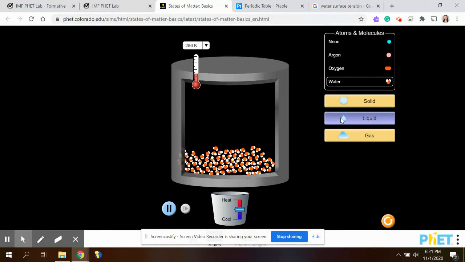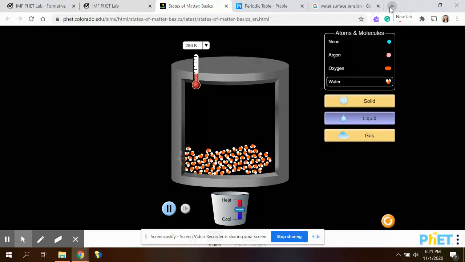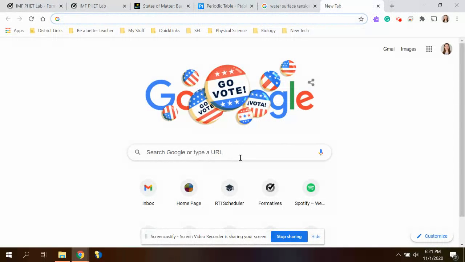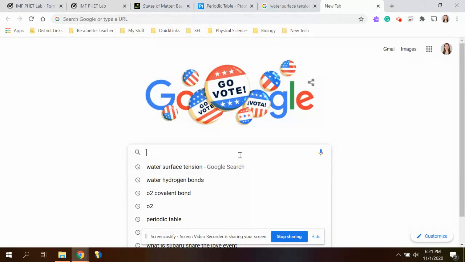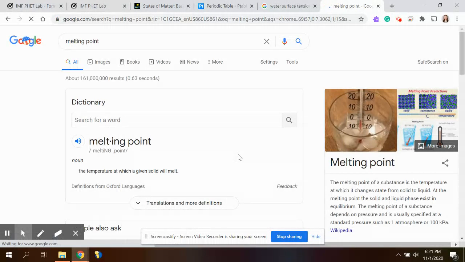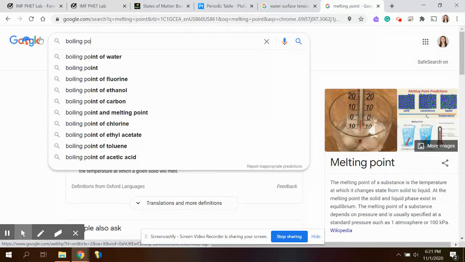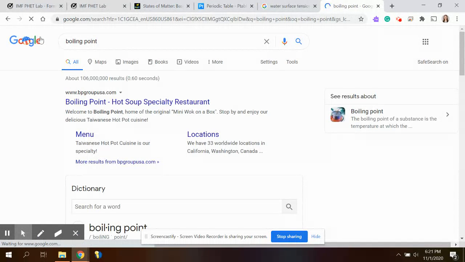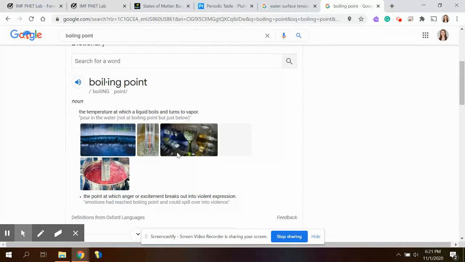So I'm going to demonstrate a little bit. Actually, let's back up for a second. This particular PhET lab is about melting and boiling points. A melting point is the temperature at which a solid melts into a liquid. So for water, we're talking about when it goes from ice to liquid. And then the other one we're looking at is boiling point. Boiling point is when something transitions from a liquid into a gas. So for water, it's the point at which it starts to boil.